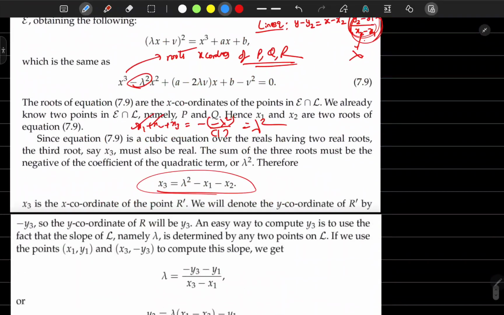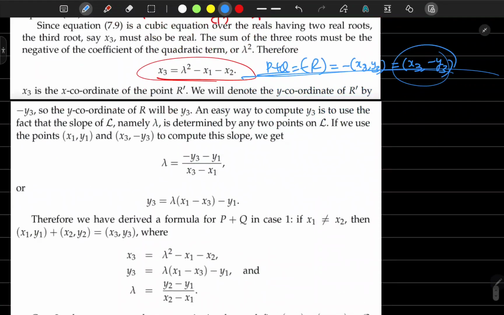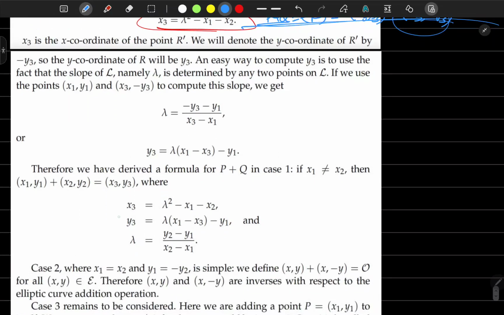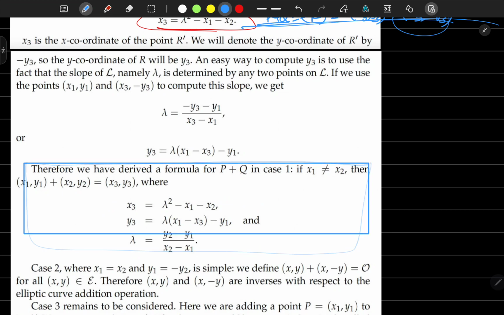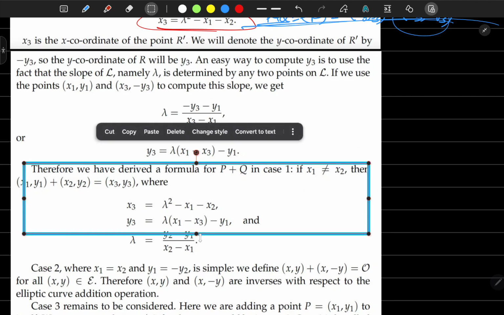So therefore p plus q is nothing but minus r. So minus r means minus of x3 comma y3, which, as I told you before, is nothing but x3 comma minus y3. So this is our coordinate. Very simple, samjha? So all these things, you can directly remember these formulas by heart. Or you can derive them easily, no need to memorize.